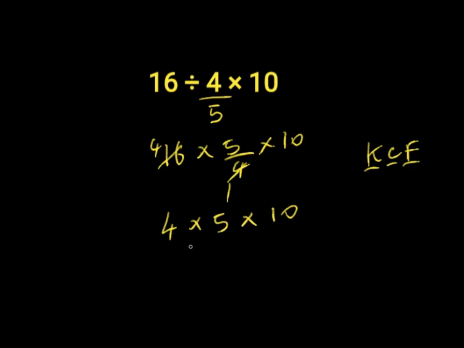4 times 5 will give us 20. Then we have 20 times 10. 20 times 10 is equal to 200. 200 is the right answer to this question.